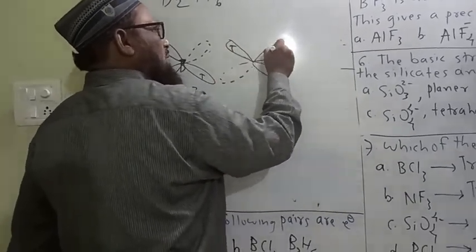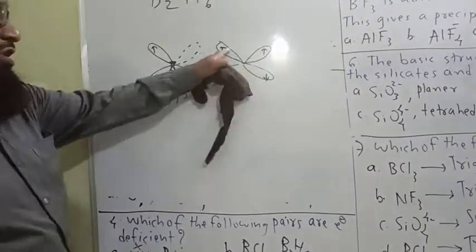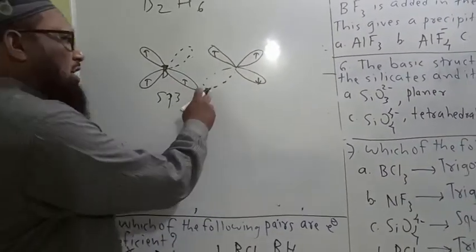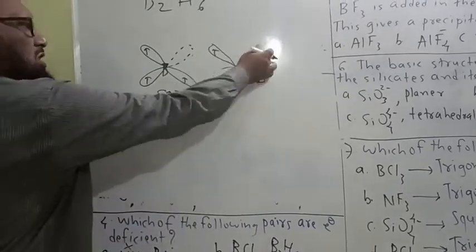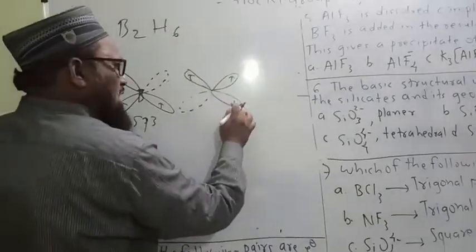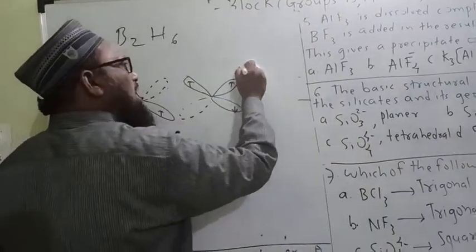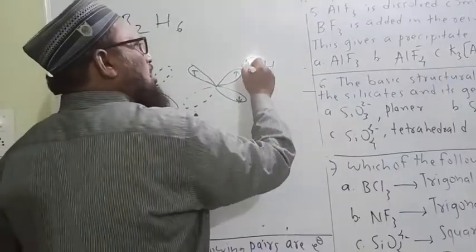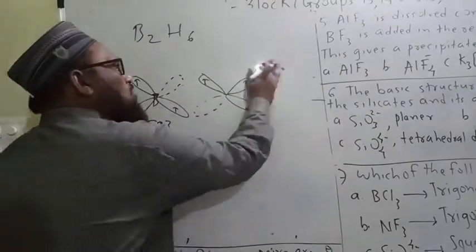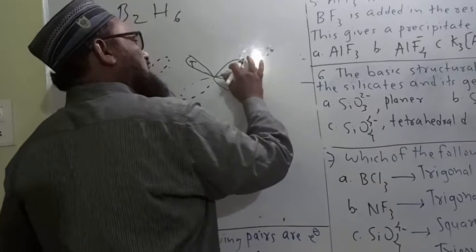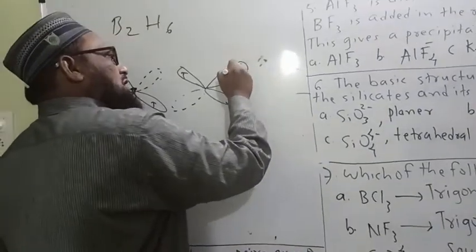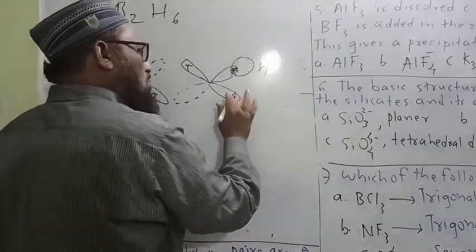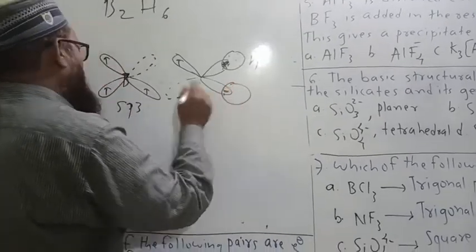Then again, out of these, three are sp3 hybrid orbitals and one is vacant. Now these half-filled sp3 orbitals overlap with the half-filled 1s orbital of hydrogen to form B-H sigma bonds. Here four B-H sigma bonds are formed.